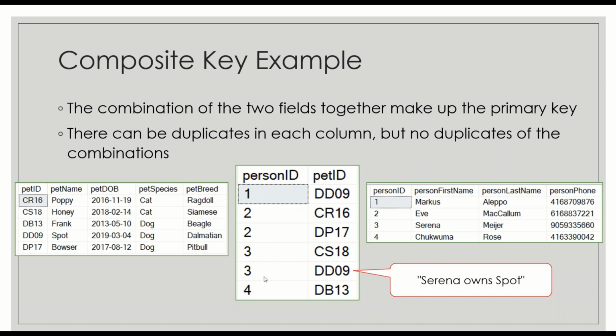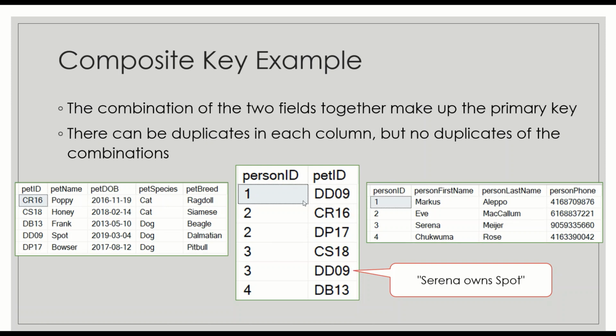So if we take a look at what data we've got here, you can see how there are some duplicates in person ID. For example, person number 2 is listed there twice. Person number 3 is also listed there twice. And there's also some duplicates in the pet ID table. For example, you see the pet DD09 is listed in 2 different places.